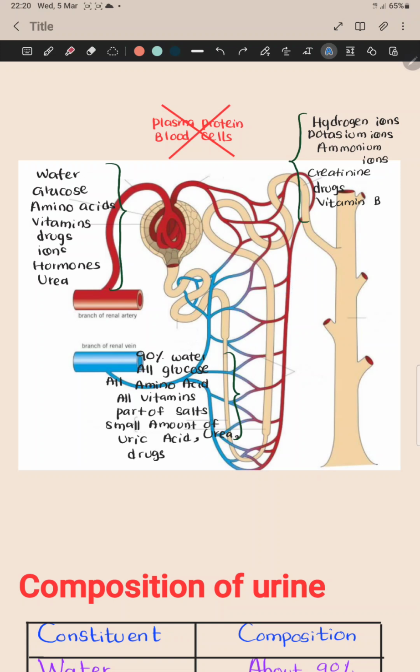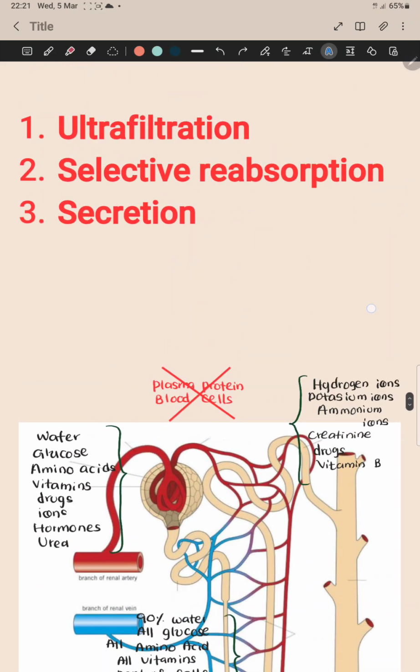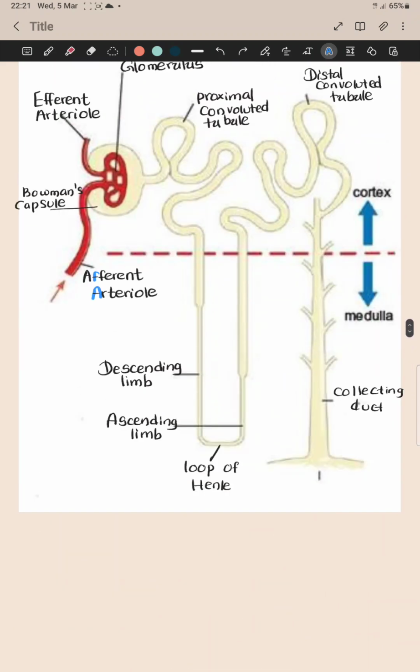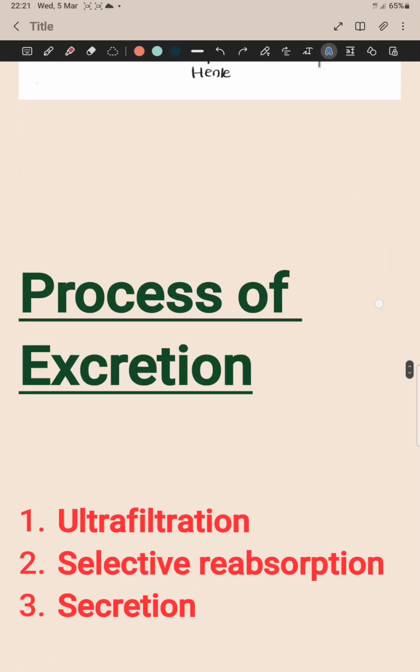The third step is secretion. The secretion is done by the associated blood vessels to the ducts of the nephron. In secretion, hydrogen ions, potassium ions, ammonium ions, creatinine, drugs and vitamins get secreted into the collecting duct as well as the distal convoluted tubule.